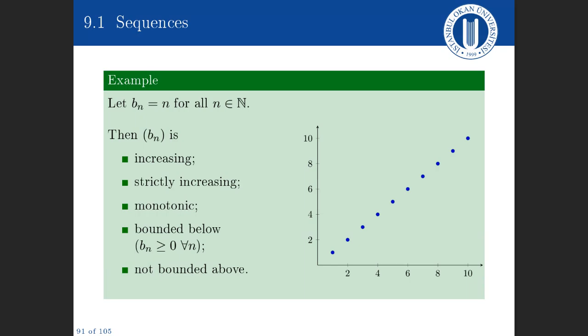Some examples. This sequence, bn equals n, is increasing. It's also strictly increasing. The sequence is always going upwards. That means it's monotonic. Because the sequence is always bigger than 0, it's bounded below. But it's not bounded above because it keeps getting bigger and bigger. We can't find a number M which is bigger than every term in the sequence.